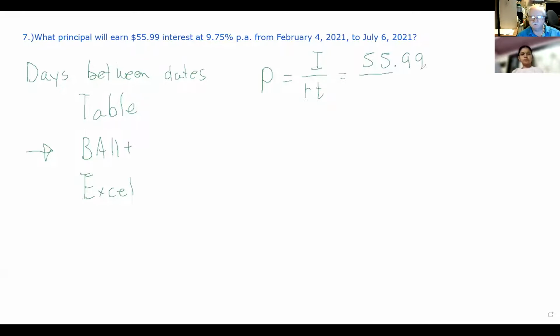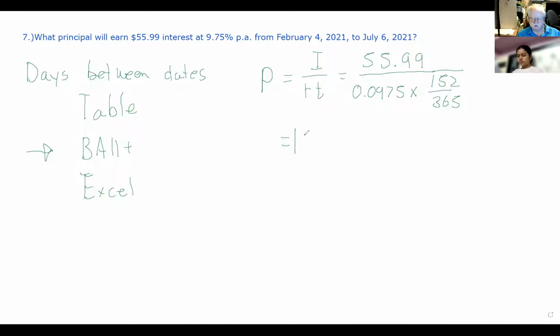So the interest amount was $55.99. The rate was 0.0975, and the time we've determined was 152 over 365. So I'm going to start with the 152. 152 divided by 365 times 9.75%, and then hit the 1 over x times 55.99.